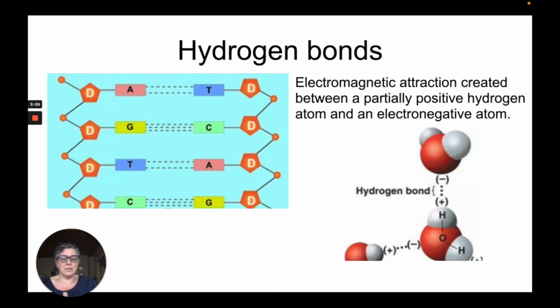So in our DNA molecule, which is pictured here on the left, we can see that there are some hydrogen bonds between the bases that are across our ladder rungs, and we see that with those little dashed lines that I've highlighted on the diagram.